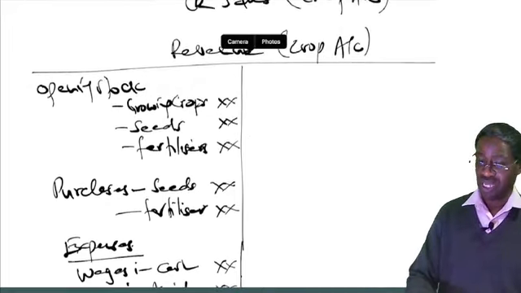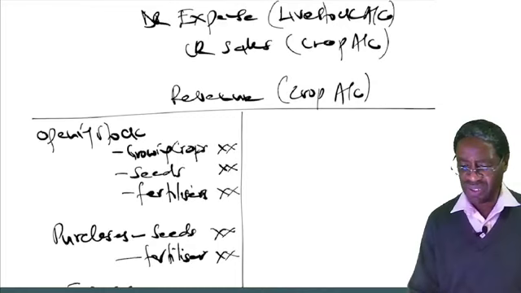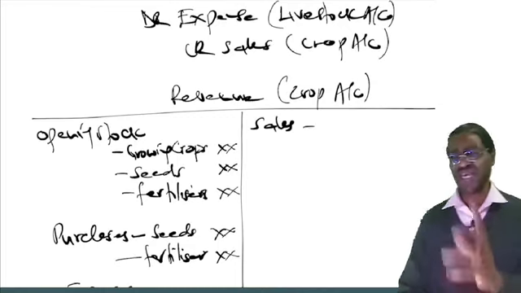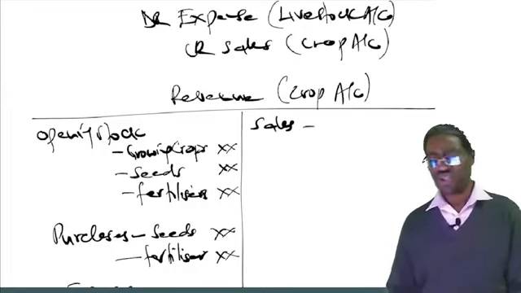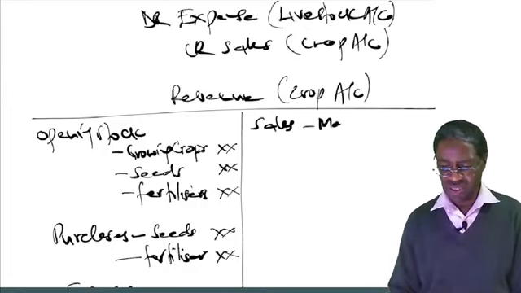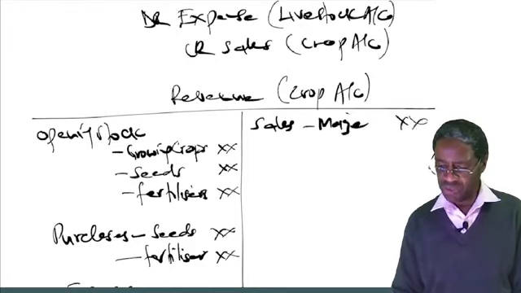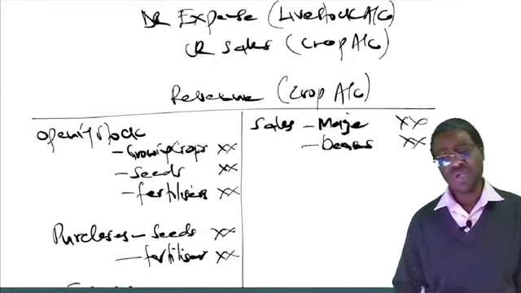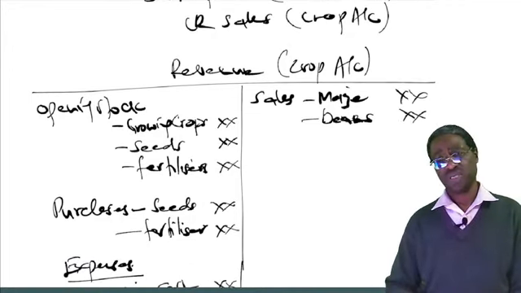Good. On the other side, you come to sales. How much did you sell during the year? Maybe maize, you sold for this much. Beans, sold beans for this much. All these are crops.